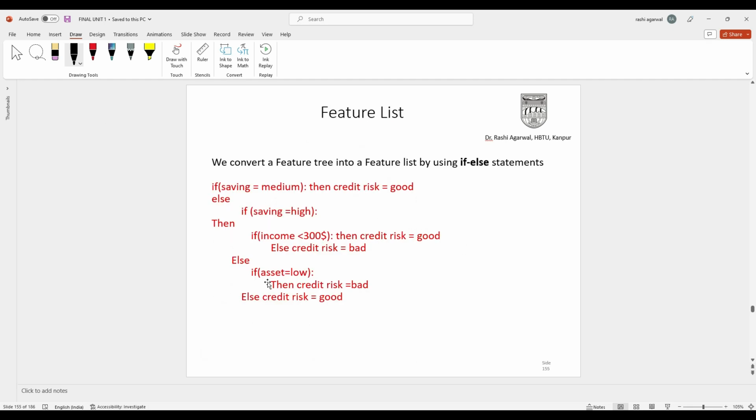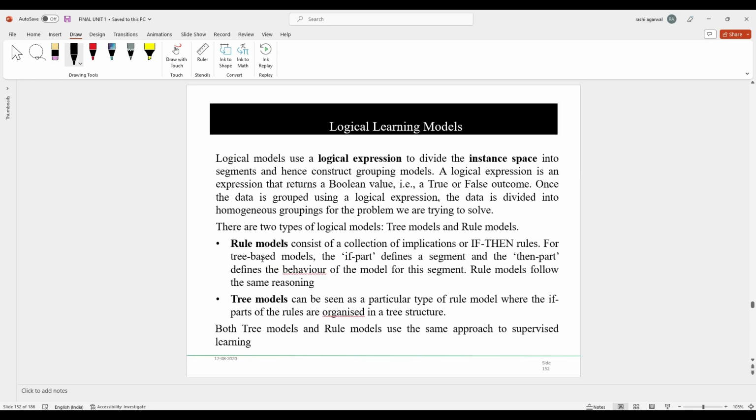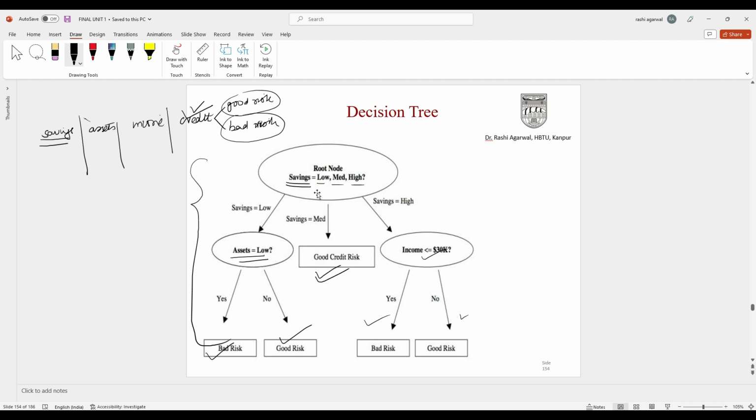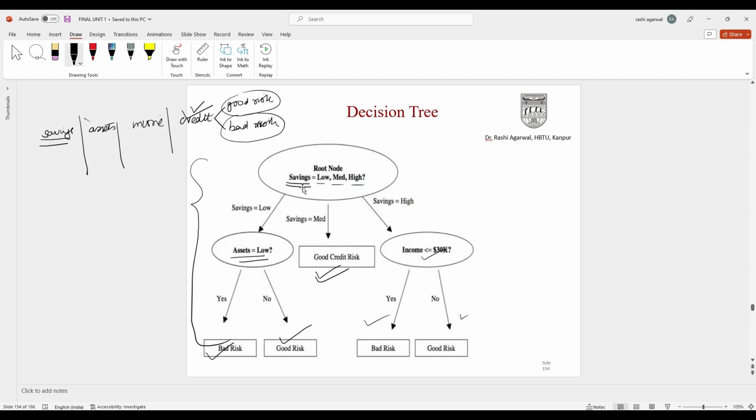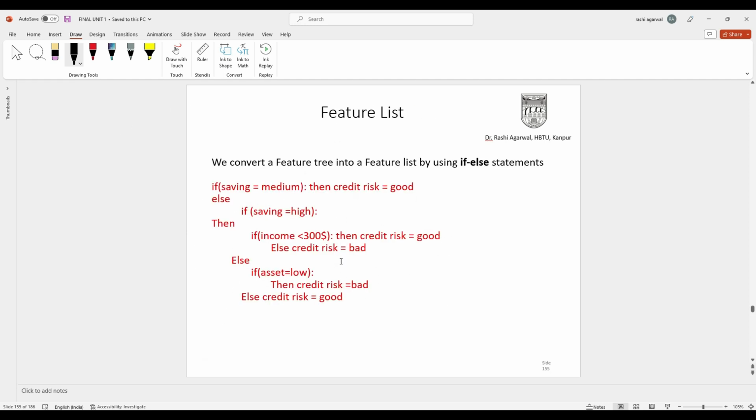Now after the decision tree, we could also have a feature list. So we were talking about rule models here. In the rule models, we have implications of if-then rules. Here also we were saying if savings are low, then we check the assets. So from this decision tree, I could also construct a feature list. We could say if savings is medium, then good credit risk, so credit risk is equal to good.